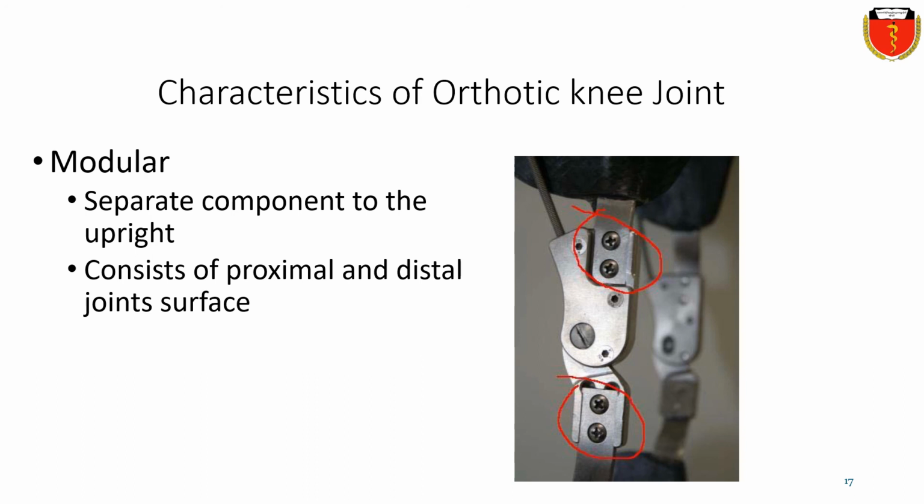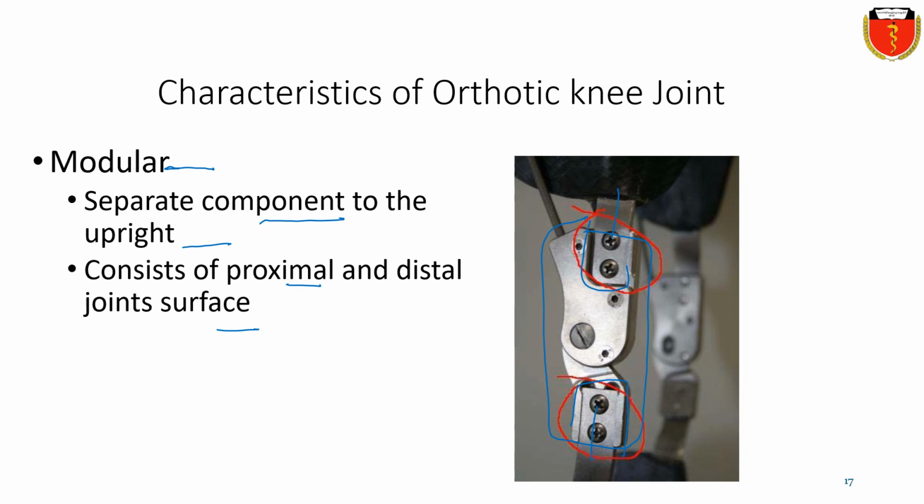So the word modular knee joint means that the components of the upright and the joint itself can be separated. It consists of the proximal and distal joint surfaces that can be connected to the upright, and this joint can be independently removed from the proximal and distal upright. This is very advantageous if you want to prescribe and try different types of knee joint, or when the patient is a child and grows very fast, so you don't want to pay for many pairs of knee joints, and you can just change the upright.